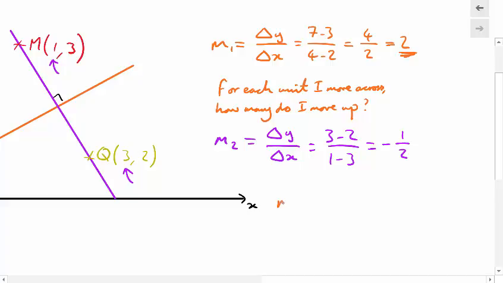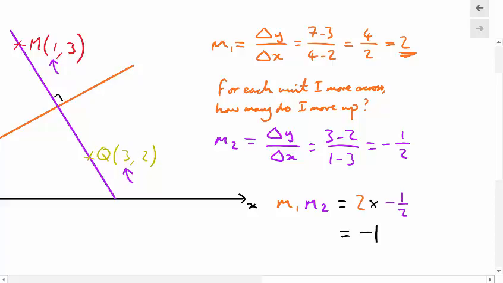So if I multiply m1 by m2, look what I end up with. I end up with 2, which was my gradient of m1, and then I'm multiplying that by m2, which is my gradient of negative a half. Look what I get. It's going to be negative, which sticks out the front. So what's 2 times a half? 2 times a half is just 1, right? So it's going to be negative 1.